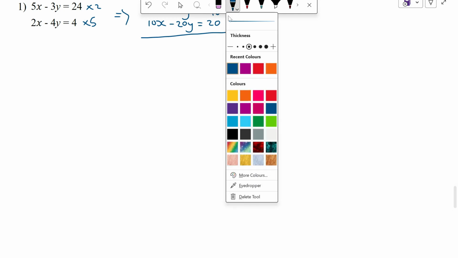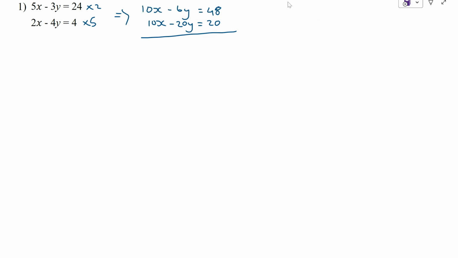Now that means we are going to cancel out the x. So we're just going to go ahead and minus here. That means we minus there and minus there too. Okay, so this 0, minus 6 minus minus 20 is 14y. 48 minus 20 is 28. Therefore, y is 2.